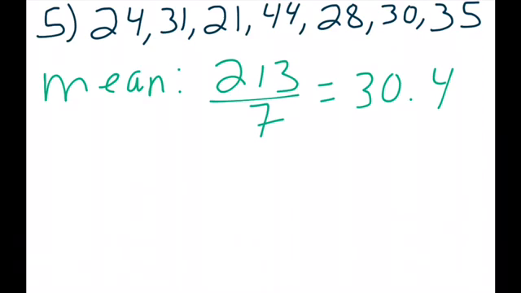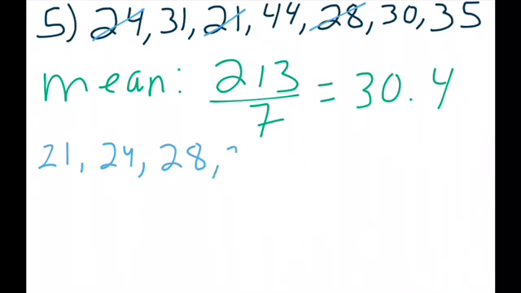Okay, then we want to find the median. So to find the median, we want to list these from least to greatest. So my smallest number here is 21. Then I'm going to cross that off. Then I have 24, cross that off. Then we have 28. If we use that one, then I have 30. Then 31. Then 35. And then 44.